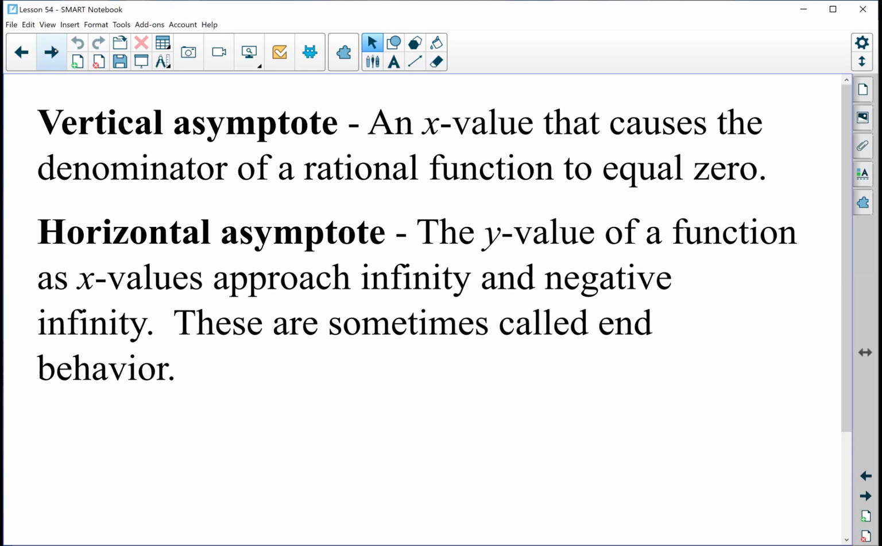A horizontal asymptote is the y value of a function as x approaches infinity and negative infinity. Sometimes we call it the end behavior of the function. And it's actually pretty easy to figure out. Again, we'll look at some examples.